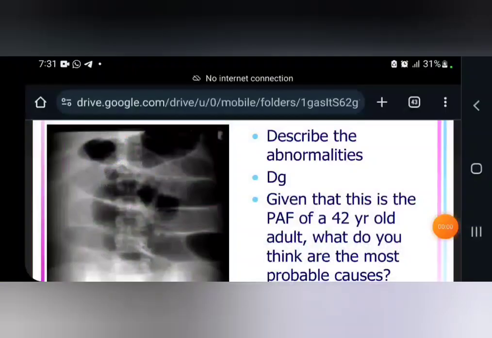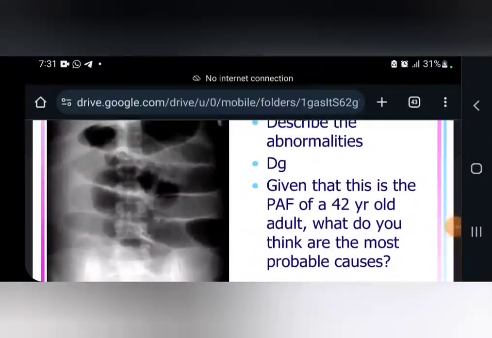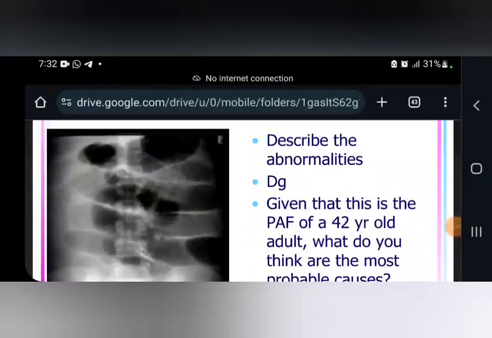Thanks very much. So in this question, they say describe the abnormality. Here you visualize what? You visualize bowel loops. Is it clear? These are bowel loops, distended bowel loops. Is it clear? So they say describe these distended bowel loops, and the examination that is being done here is a plain abdominal X-ray.